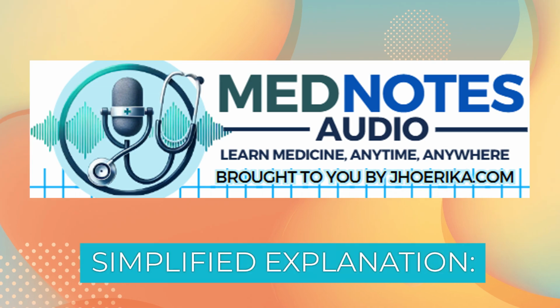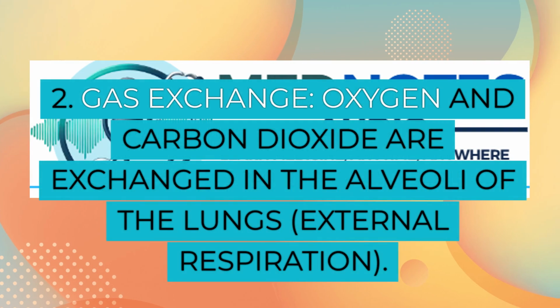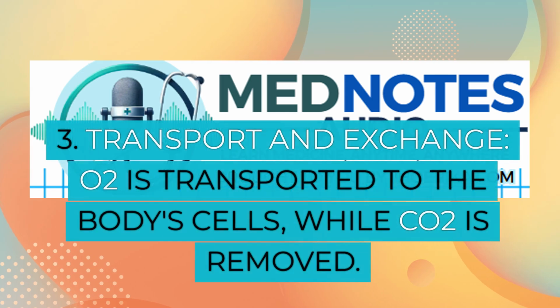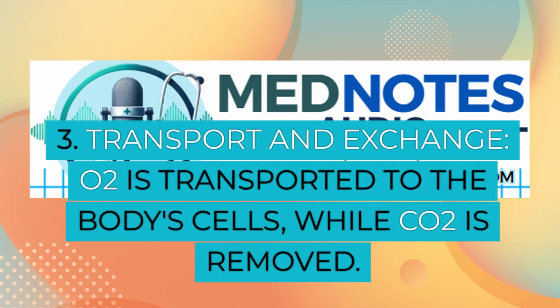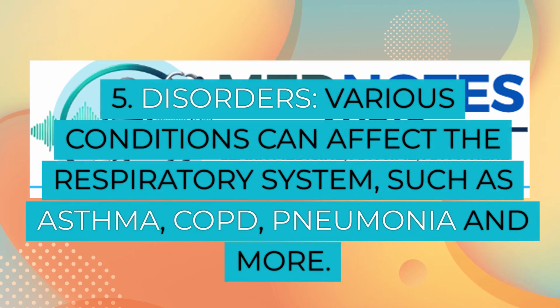Simplified explanation. 1. Air in and out, breathing, pulmonary ventilation, moves air in and out of the lungs. 2. Gas exchange. Oxygen and carbon dioxide are exchanged in the alveoli of the lungs, external respiration. 3. Transport and exchange. O2 is transported to the body's cells while CO2 is removed. 4. Automatic control. The brainstem regulates the rate and depth of breathing automatically. 5. Disorders. Various conditions can affect the respiratory system, such as asthma, COPD, pneumonia, and more.